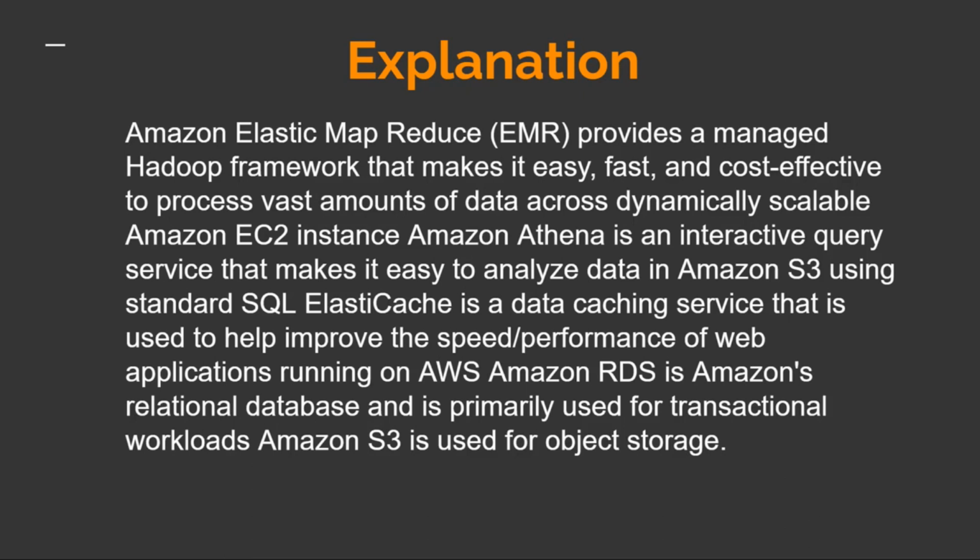Elasticache is a data caching service that is used to help improve the speed and performance of web applications running on AWS. Amazon RDS is Amazon's relational database and is primarily used for transactional workloads. Amazon S3 is used for object storage.